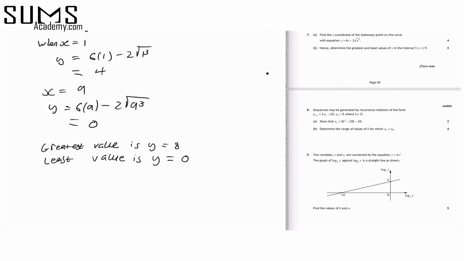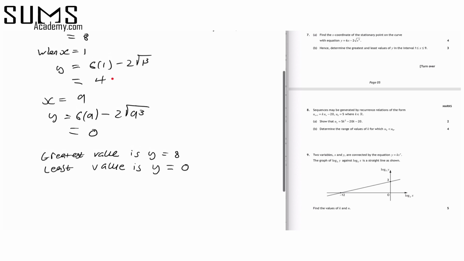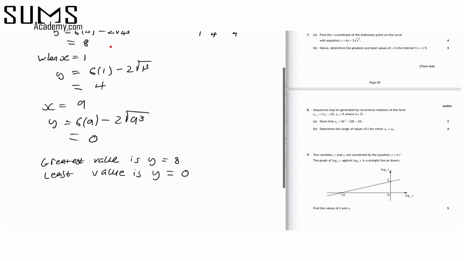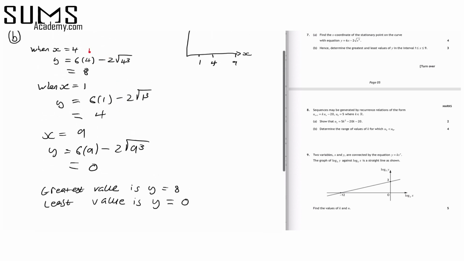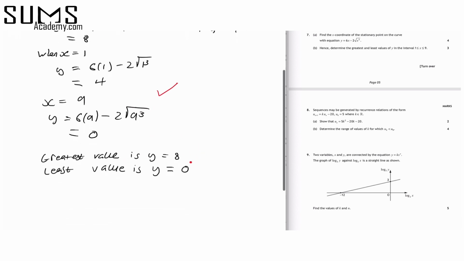So where do you get the 3 marks from? Well, the 3 marks come from evaluating the stationary point at 4, and then you get another one for evaluating them at the limits of 1 and 9. Then you get your third mark for stating the greatest and least values at the end there.